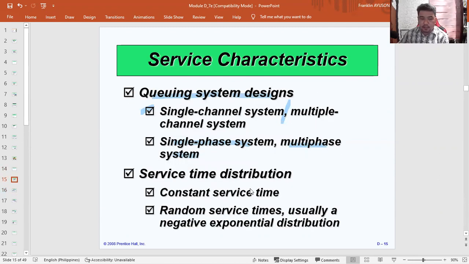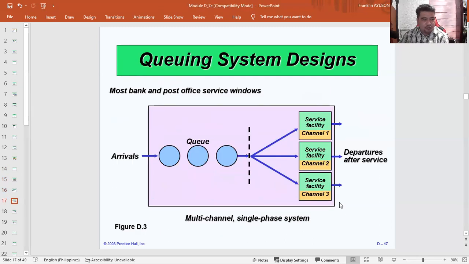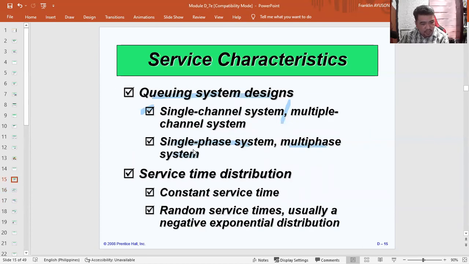Or in terms of service time distribution, you have the constant service time or the random service time, usually negative exponential distribution. Ay, hindi ko tatalunan muna yan. Punta muna tayo dun sa ibang queuing system design, kasi sinabi lang natin dito kanina, single channel and multiple channel. Ito pala, babalikan ko, single phase and multiple phase. Ito pala muna tayo bago yung service time distribution.